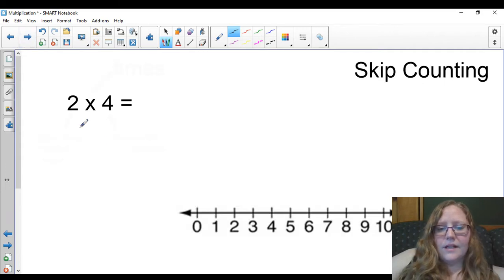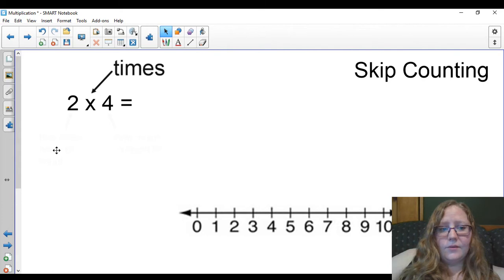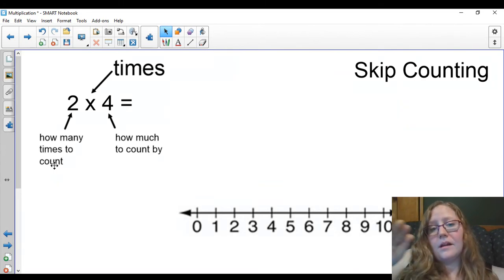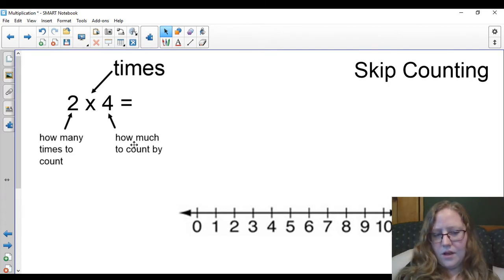For skip counting, I like to use a number line to show a visual, but you can also count in your head like we've been doing all year. So again, we have our times symbol. Our 2 is how many times to count, so how many jumps to make on the number line. And the 4 is how much to count by, so how many are in each group, just like when we did groups of. So if I was doing it without the number line and I was doing it in my head, I'm counting by 4s and I'm counting twice.